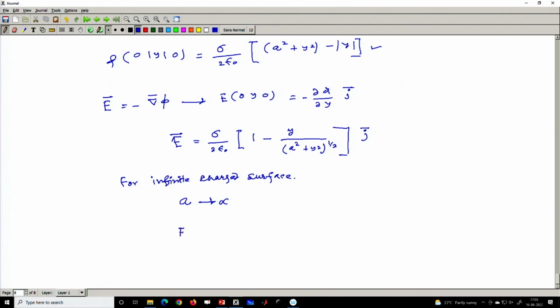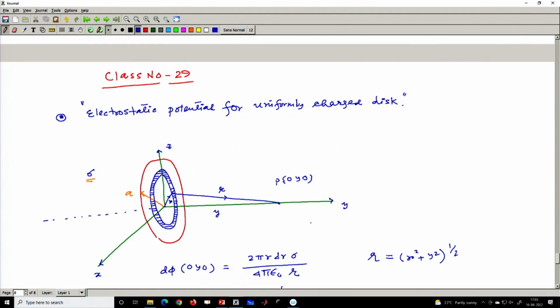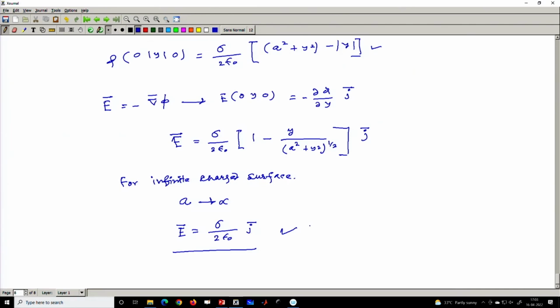then the value of the electric field that I get is simply sigma divided by 2 epsilon 0 with j unit vector. This is the result we already figured out using Gauss's law and also using the simple calculation. We find this result again by calculating the potential. So, this part was left in the last class, so I just complete this.